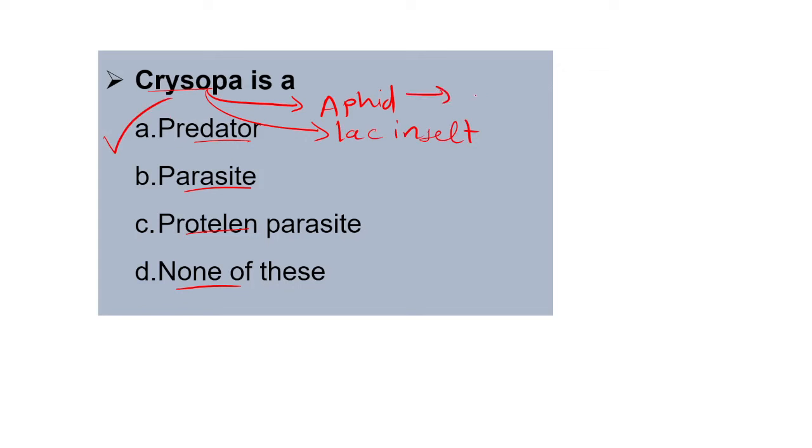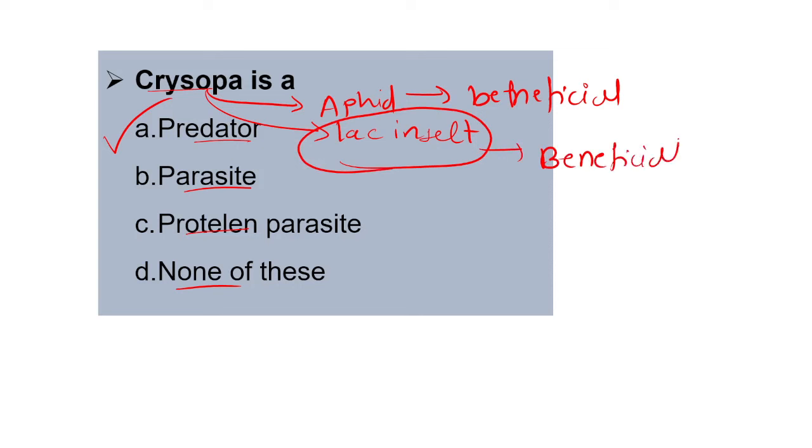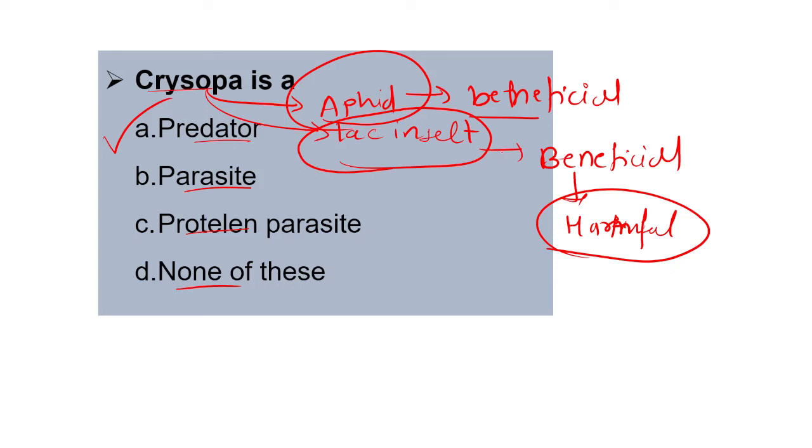When it feeds on aphids, it is beneficial from the farmer's point of view. But when it feeds on the lac insect, we all know the lac insect is a beneficial insect. And when our beneficial insect is eaten by Chrysopa, then it is harmful for the farmer. Keep in mind: when it feeds on aphids, it is beneficial, and when it feeds on lac insects, it is harmful for the farmer. Why? Because the lac insect is beneficial for us, and the aphid is harmful for us. That's why it is beneficial.